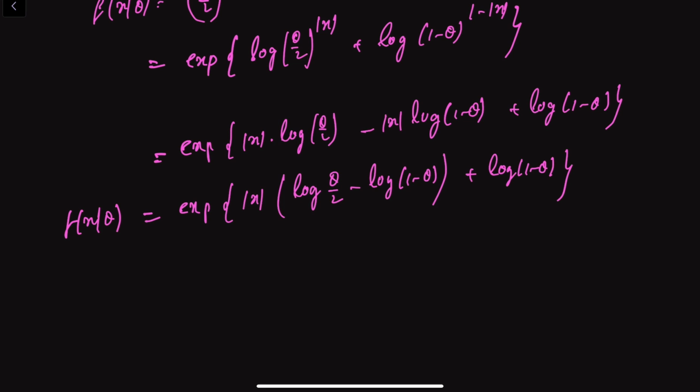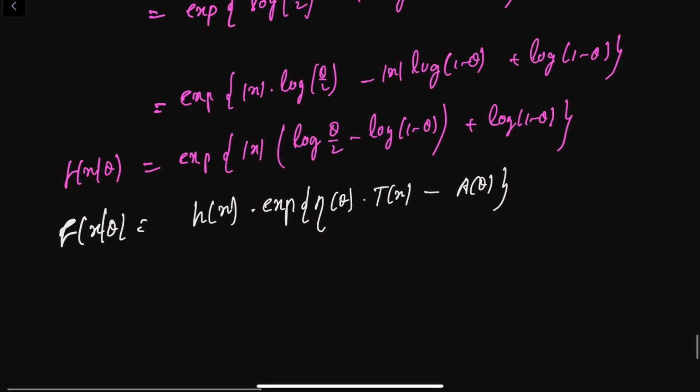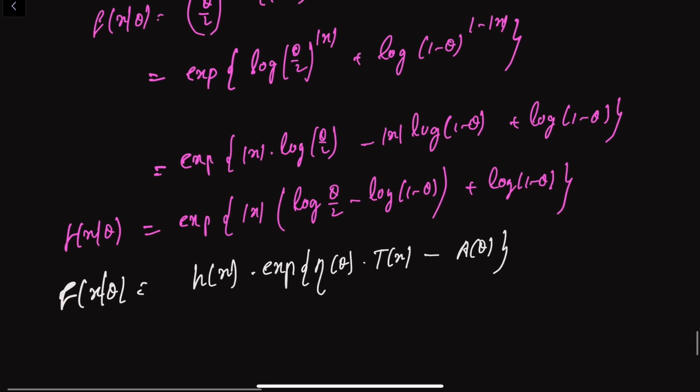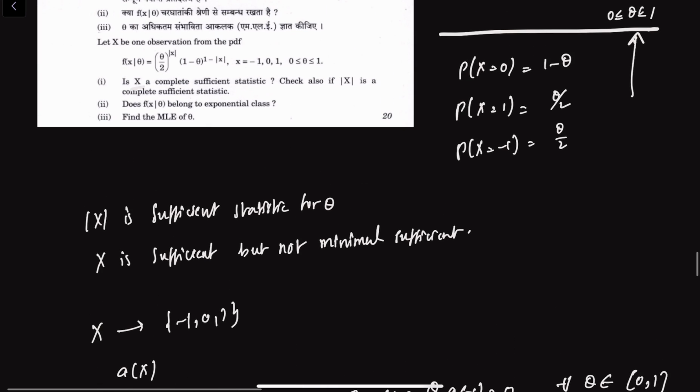If we compare with the form, f(x | theta) will be of the form h(x) times exp of [n(theta) t(x) - a(theta)]. So we can see the natural statistic here is |x|, so this f(x | theta) belongs to the exponential class.